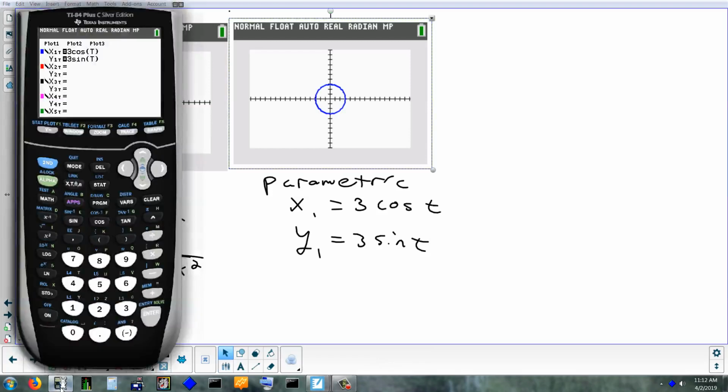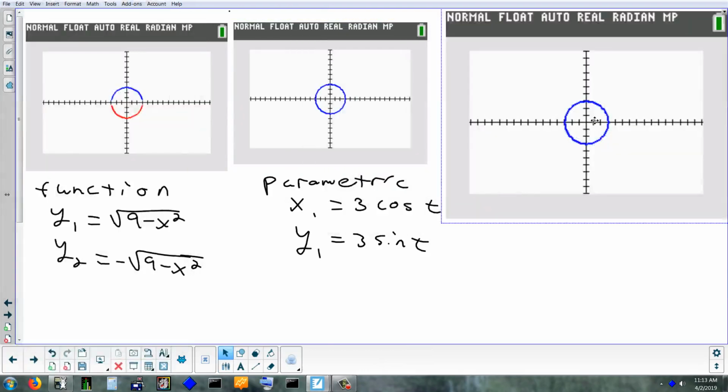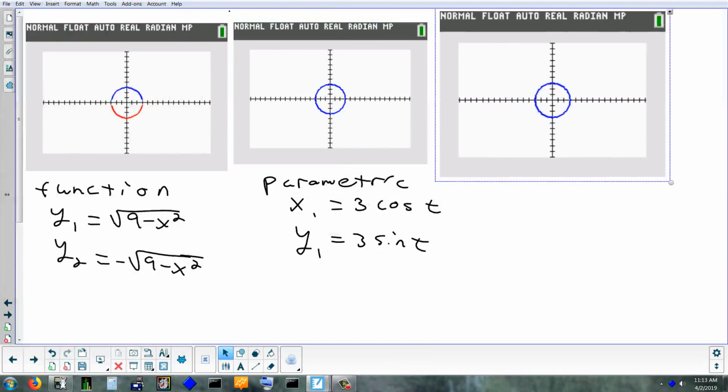And now the last one is polar. So if we go to polar, when I go to y equals, the screen looks different again. It says r equals. If I put in 3, I'm done. So very, very simple to draw a circle in polar. So there's polar.